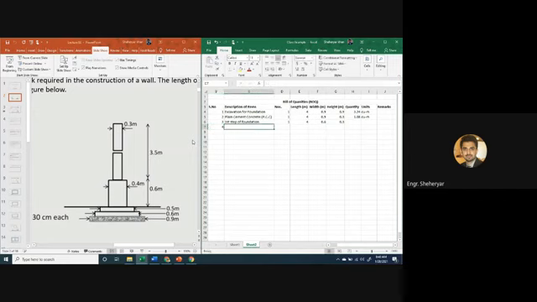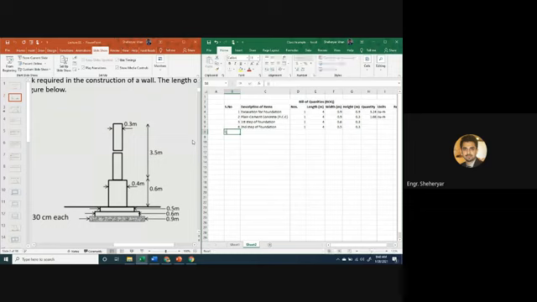Fourth item will be second step of foundation. So the numbers will be 1, length will be 4 meters, width will be 0.5 meters. Am I right? And the height or thickness will be 0.3 meters. Then fifth item will be brickwork till plinth level.